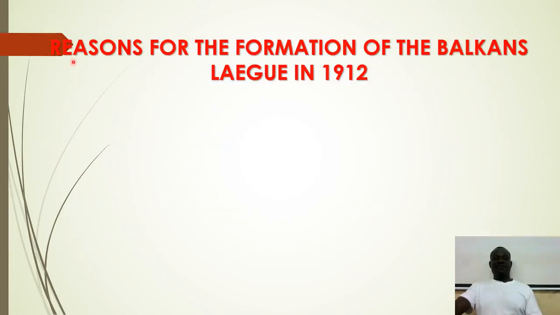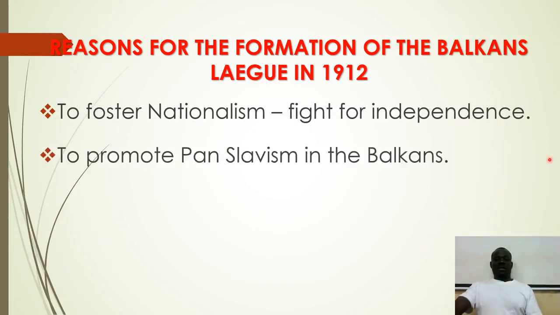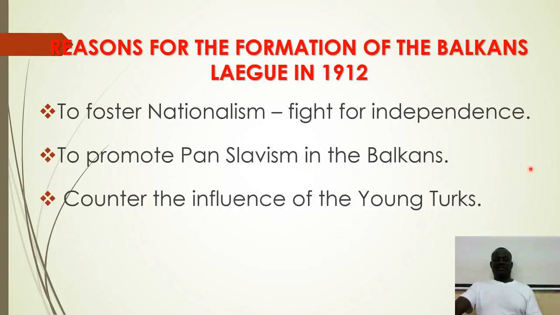But why did they form the Balkans League in 1912? Number one was to foster nationalism, to fight for their independence. They wanted to be purely independent from the Turkish rule. And also to promote Pan-Slavism, for all Slav people to come together and form their country in the Balkans. And also to counter the influence of the Young Turks, whom we are going to talk about.